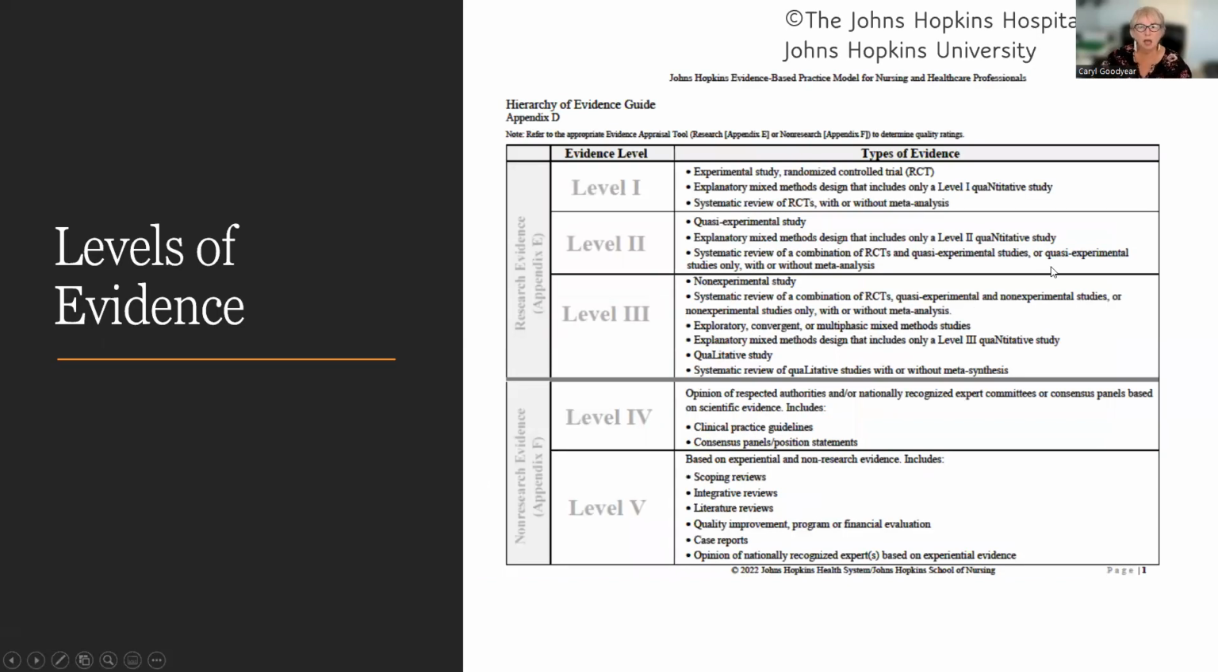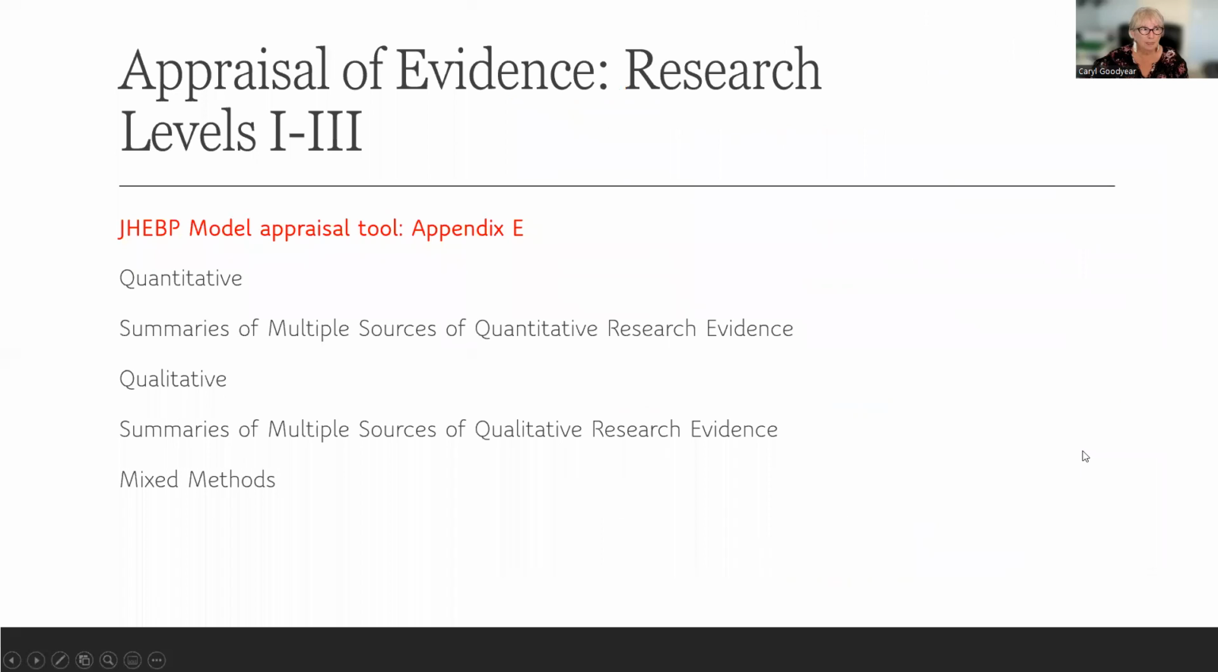In the Johns Hopkins evidence-based practice model, there are 5 levels of evidence. Levels 1, 2, and 3 are the research levels. Levels 4 and 5 are not research, but literature reviews, integrative reviews, case reports, quality improvement, clinical practice guidelines, things like that. If you find one of these, you're going to use Appendix F to appraise them. But because we will be going over a randomized controlled trial, that's a level 1 research study, and we will be using Appendix E.